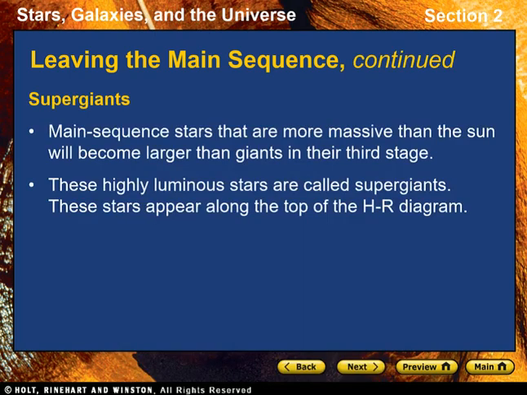Supergiants. Main sequence stars that are more massive than the Sun will become larger than giants in their third stage. These highly luminous stars are called supergiants. These stars appear along the top of the HR diagram. Supergiants are often at least 100 times larger than the Sun.